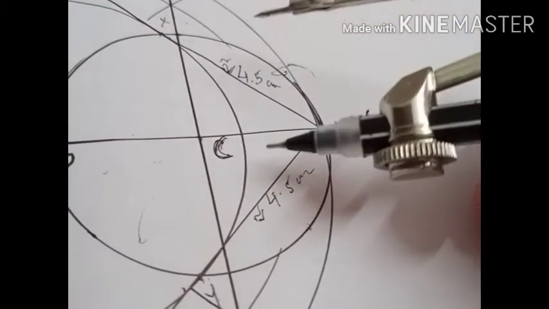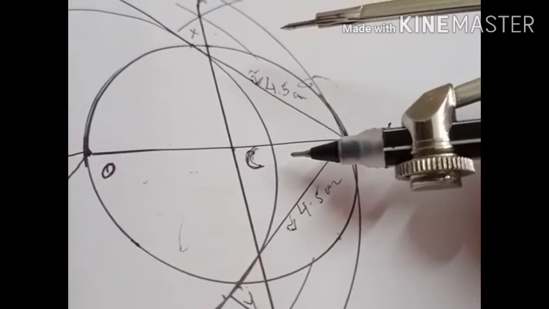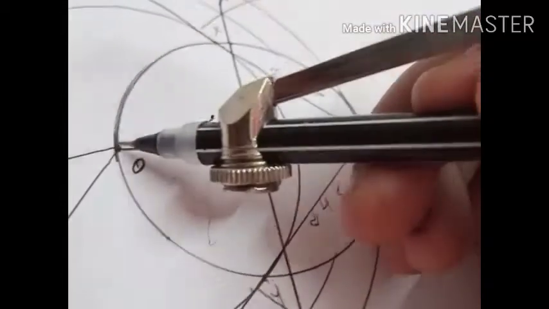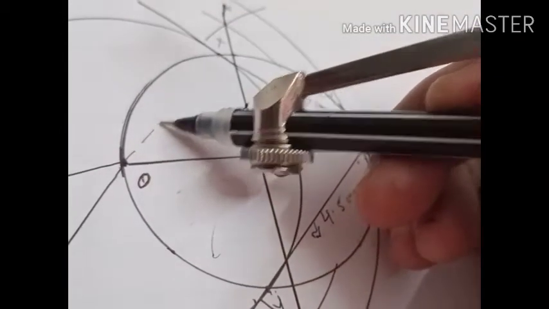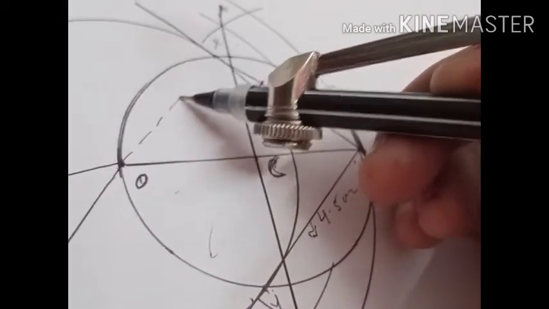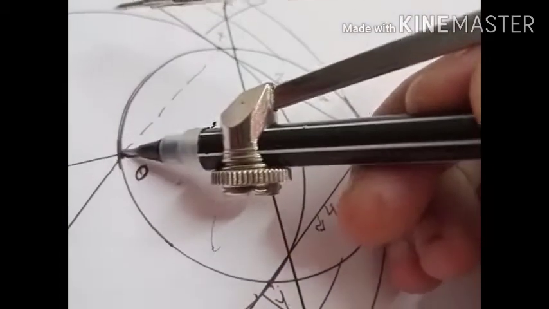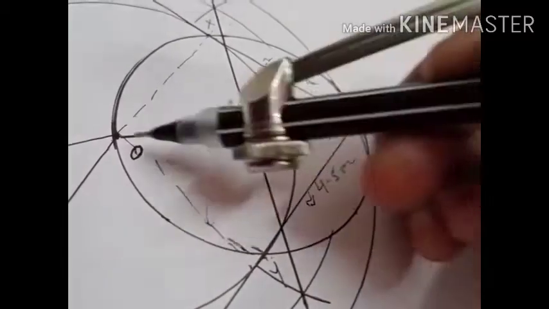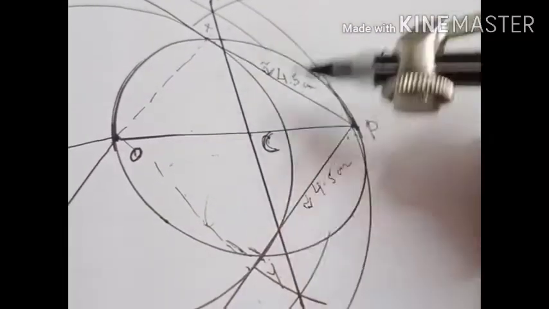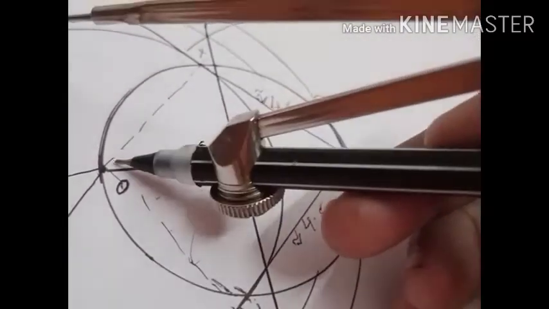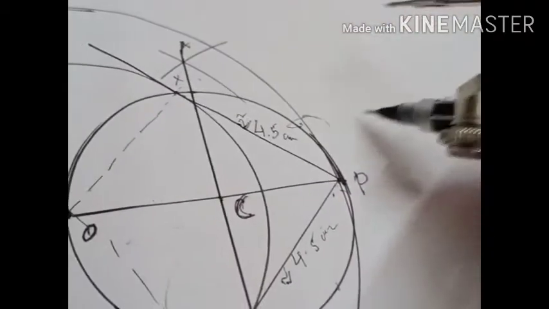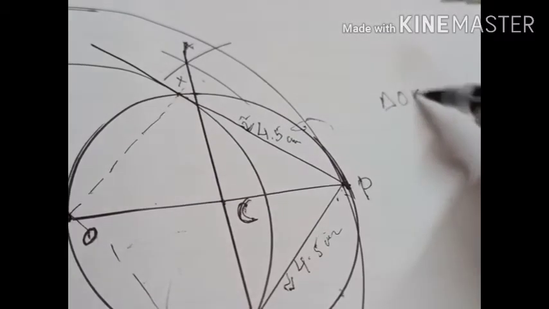Then here we have to verify this by calculation. That means we have to do the justification. For that we have to join this OX and this OY, as in the last question. Then we have to consider either OXP or OYP. Here I consider triangle OXP.